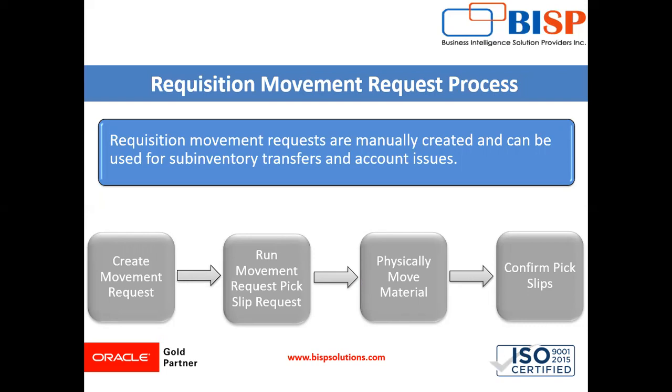First, we have to create the movement request, and further we have to perform a request job called the movement request pick slip request, the ESS job, right? We have to perform it. And then physically the material is transferred for the movement request, and at the end we have to perform confirm pick slip in the application, right? So let's move on to the application and we'll see how to perform a requisition movement request transfer.